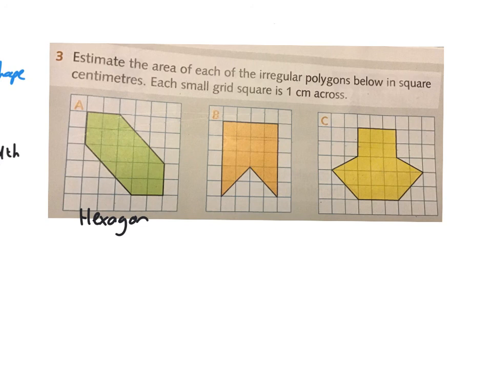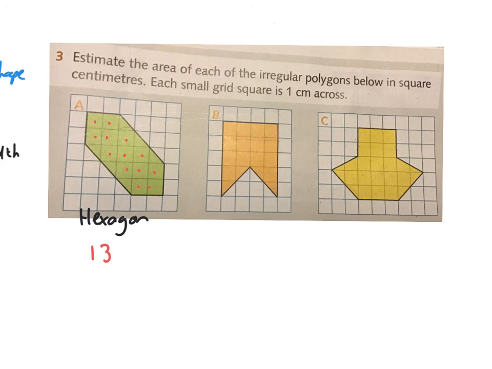And the technique we're going to use is we're going to start with the full squares. So I'm going to count the full squares inside this hexagon, and I'm just going to mark them to make sure I remember that I've done them. So I've got 1, 2, 3, 4, 5, 6, 7, 8, 9, 10, 11, 12, 13 full squares.